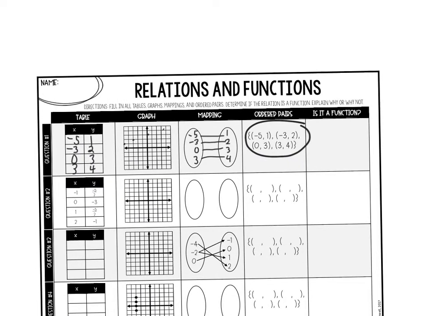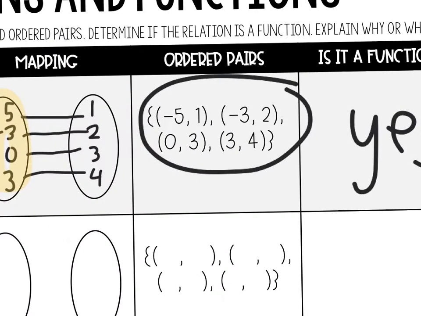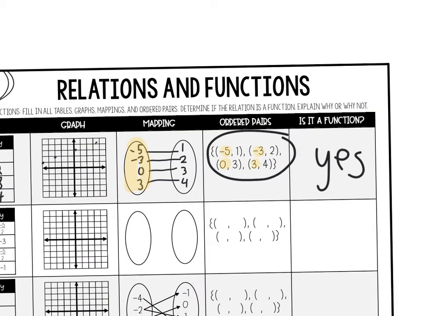And it's a function, yes, because when I look at my x values, here in the mapping, or if I wanted to look at my ordered pairs, -5, -3, 3, and 0, there are no repeats. Okay, so if there's a repeat, then I would say no, it's just a relation. But because x doesn't repeat, it's a function.